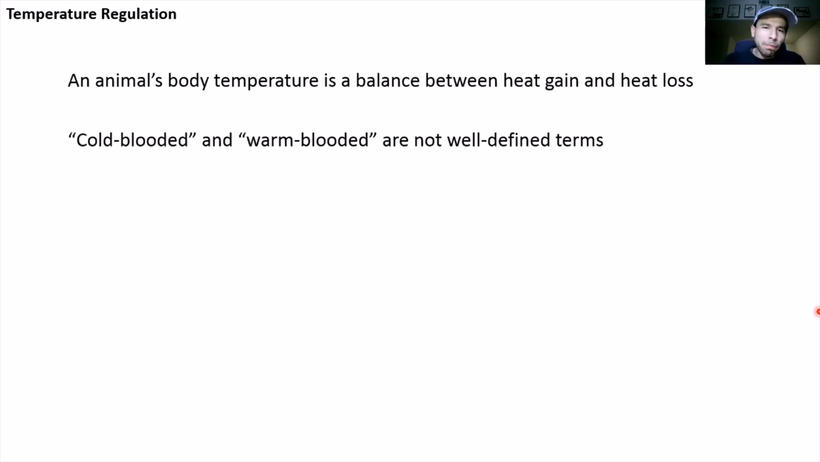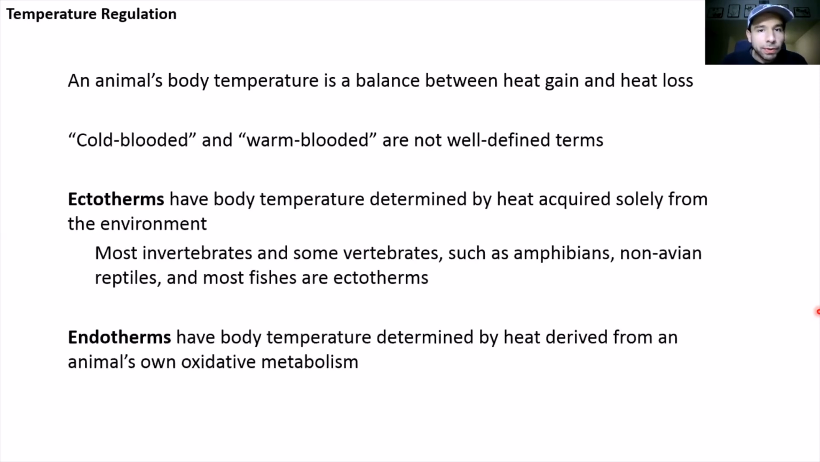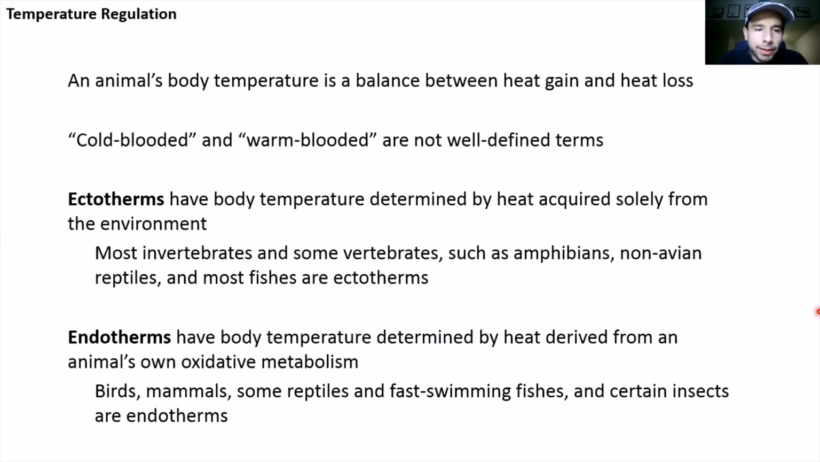So the more precise scientific terms are ectotherms and endotherms. Ectotherms have body temperatures that are determined by heat acquired solely from the environment, so from the outside. This includes most invertebrates and some vertebrates, such as amphibians, non-avian reptiles, and most fishes.